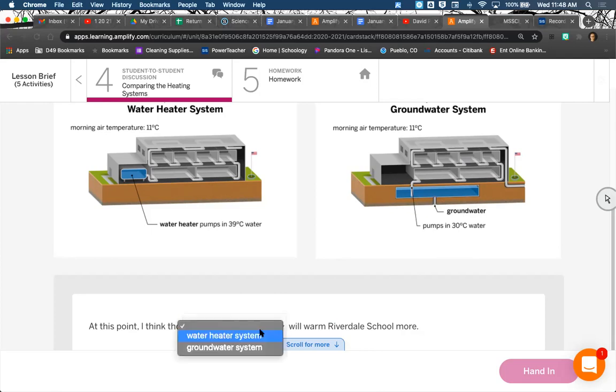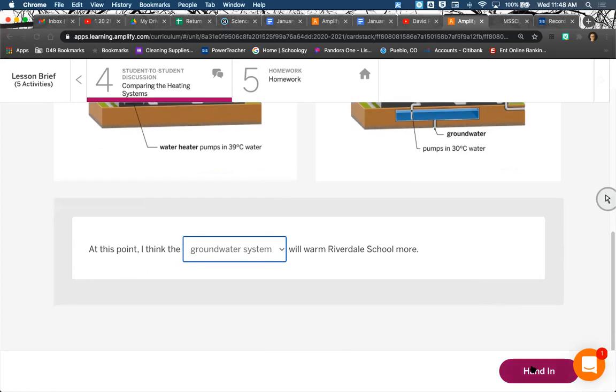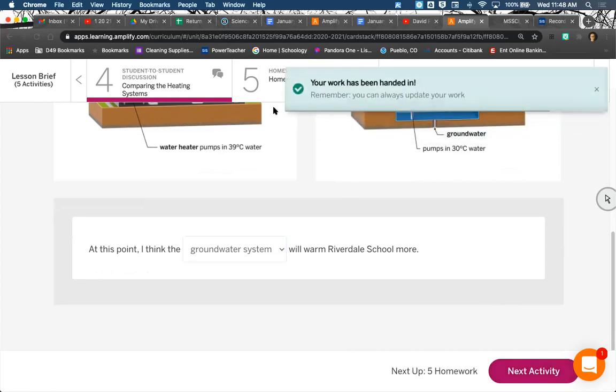Go ahead and pick one. I'm not going to tell you one. Well, maybe I will. I think that the size does matter. So if this is big enough, even though it's cooler, it could work, but it has to be engineered. Okay. So I'm going to say not the water heater system, but for now, I'm going to bet on the groundwater system because it seems the most surprising. If I pick it, if it's true, I would be amazed. So hand that in, and we're up to our last activity.